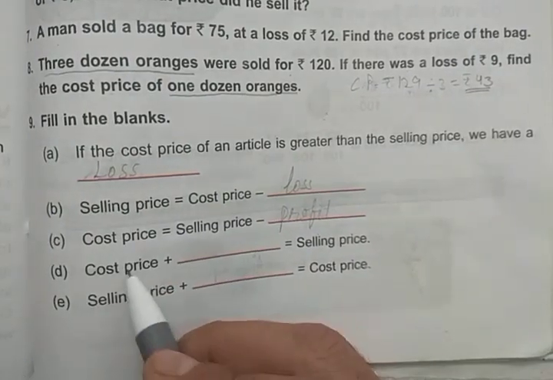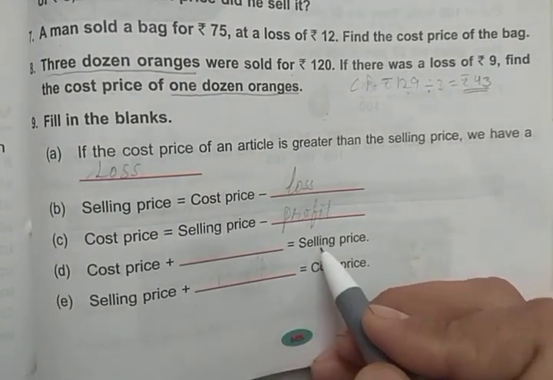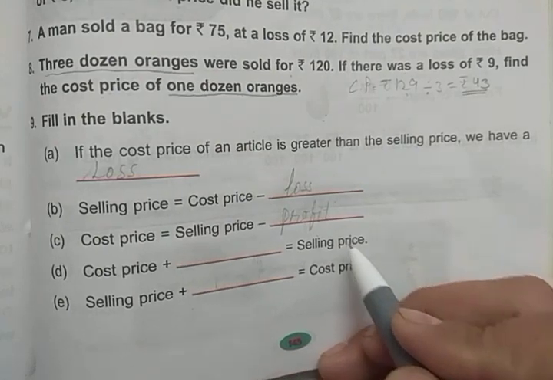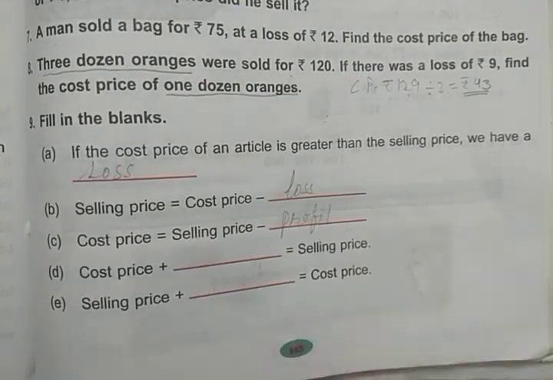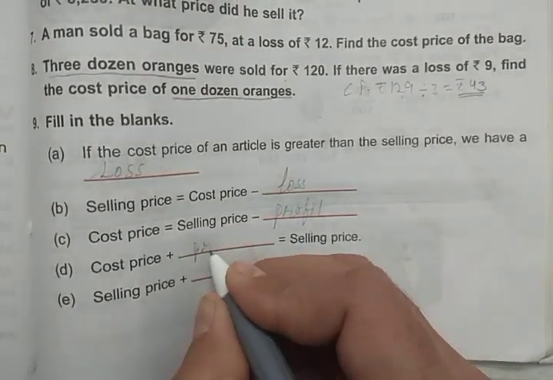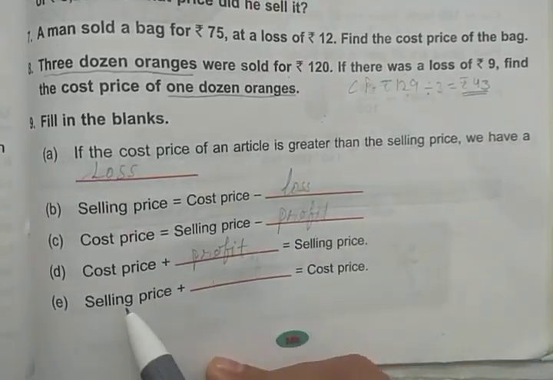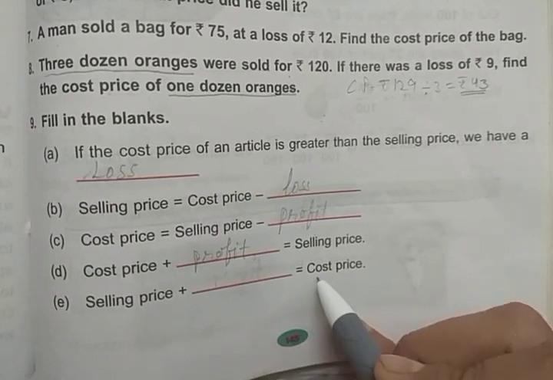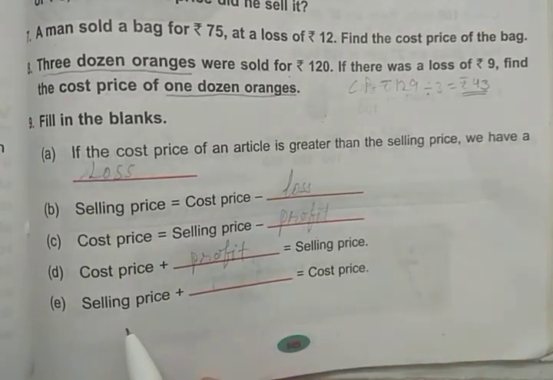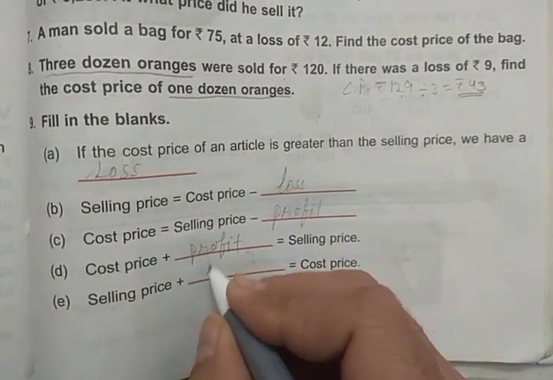And here cost price plus dash is equal to selling price. So again selling price हमें find out करना है. Selling price is equal to cost price plus profit. And here selling price plus dash is equal to cost price. So cost price find out करना है. Cost price is equal to selling price plus loss.